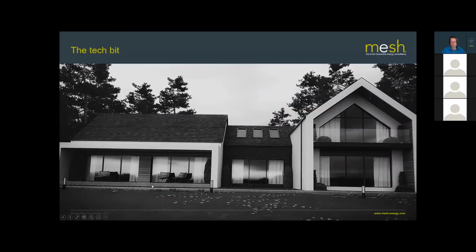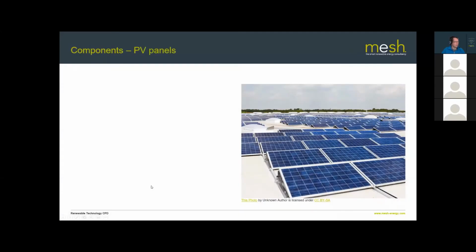Okay, so let's get into some of the tech, and we'll start by looking at some of the different components within the system. So I've already talked about PV panels, and here is a pretty large commercial installation of PV panels on a flat roof. So these are the most common type of solar collector. They're pre-formed in a factory, all the internal wiring is done, and they're relatively cheap to buy.